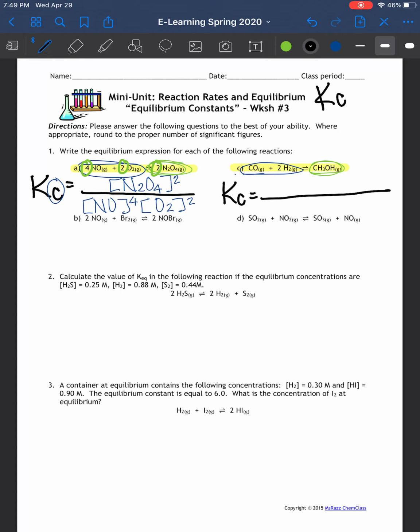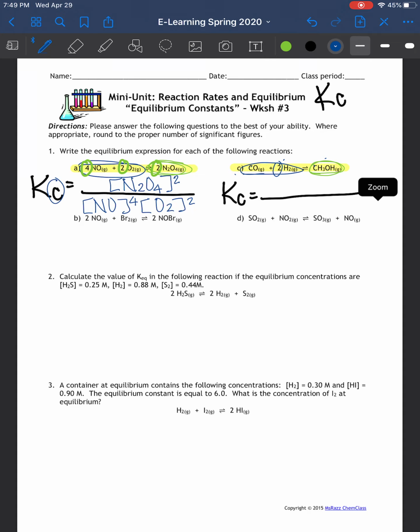Let's verify that this is in fact balanced, and it is. I already double checked beforehand. 1 carbon and 1 carbon, perfect. 1 oxygen, perfect. 2 times 2 is 4 hydrogens here, 3 plus 1, 4 hydrogens here. So it is balanced. The only one that has a coefficient is our hydrogen gas on the reactant side.